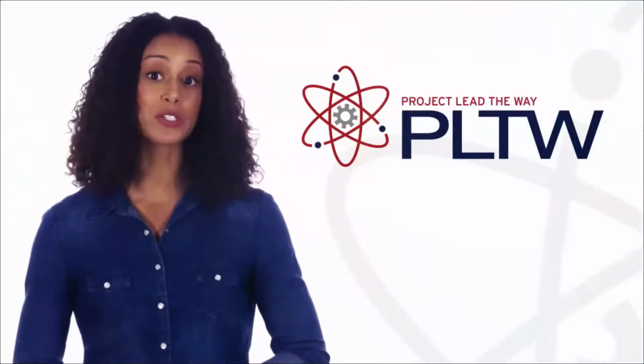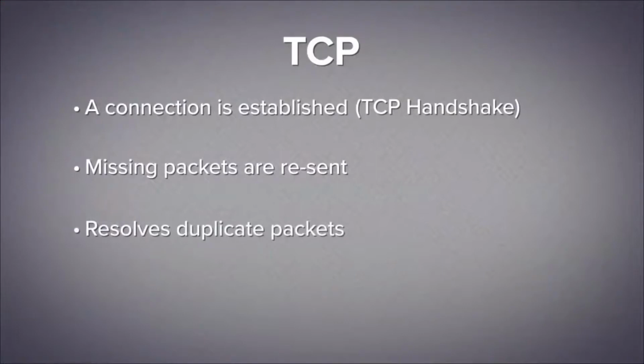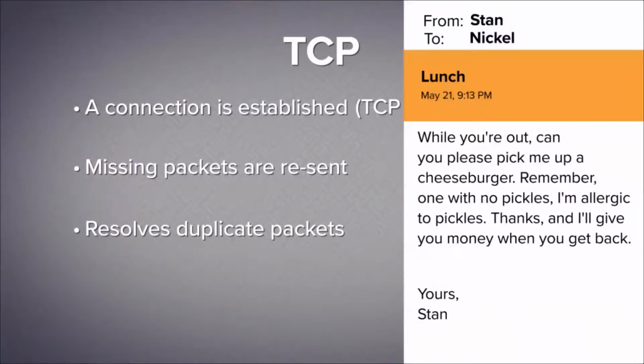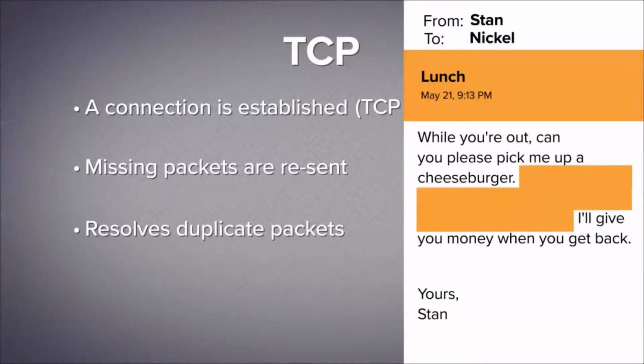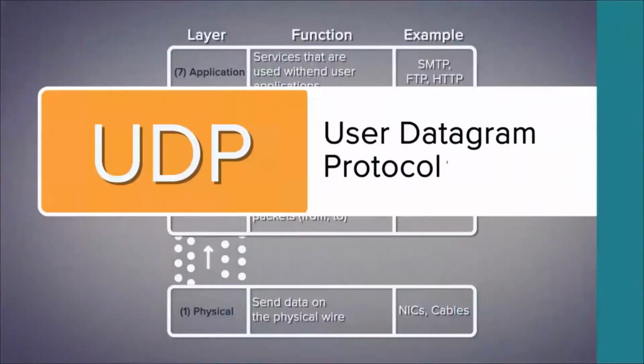TCP is a very reliable transport protocol because before it sends any data, it ensures that a connection is established between the source and destination. This is called a TCP handshake. It requests that any missing packets be resent to ensure no data packets were lost during the transfer. And it also resolves any duplicate packets. Because of its reliability, TCP is used with applications that don't tolerate any loss of data. Imagine receiving an email with some missing words or phrases, or a document with a missing paragraph. This is why applications like a web browser, email, and file transfer use TCP.